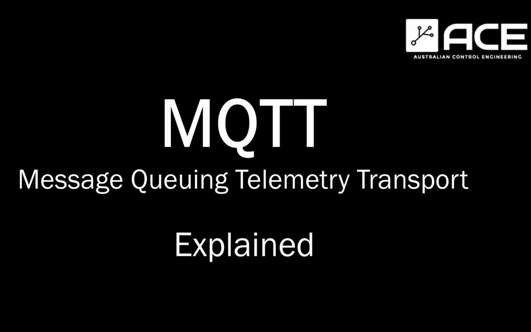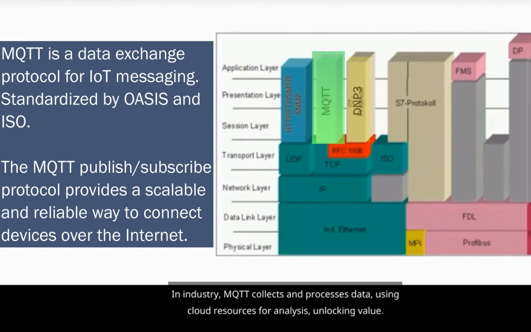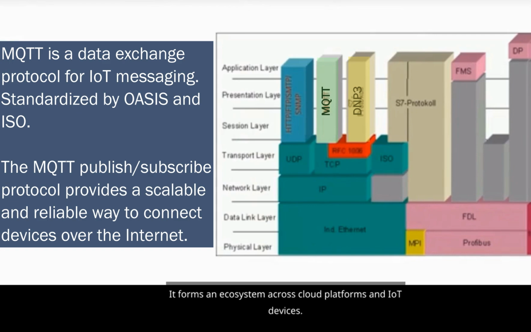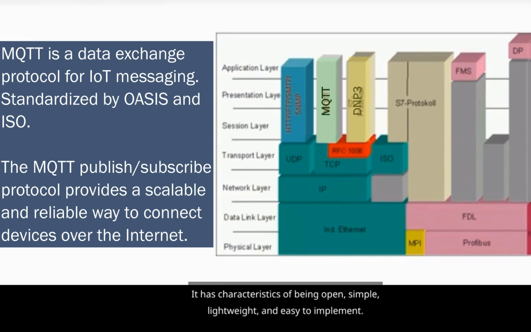MQTT, or Message Queue Telemetry Transport, is a lightweight, publish-subscribe protocol under the ISO standard, mainly over TCP. It's ideal for low-bandwidth environments like IoT due to minimal overhead. In industry, MQTT collects and processes data, using cloud resources for analysis, unlocking value. It forms an ecosystem across cloud platforms and IoT devices. The protocol uses a client-server model with a broker. It has characteristics of being open, simple, lightweight, and easy to implement.